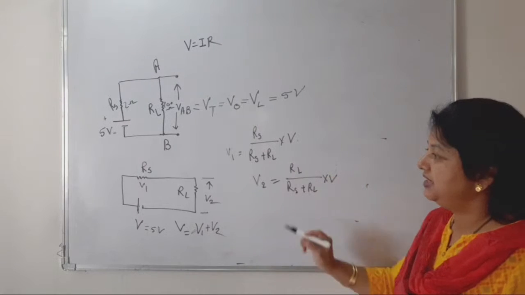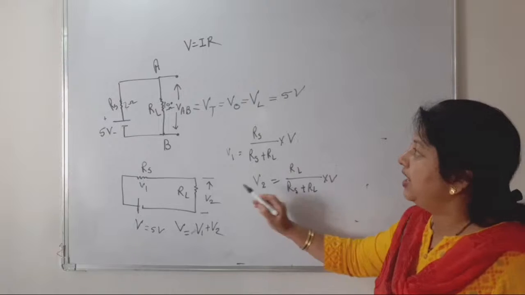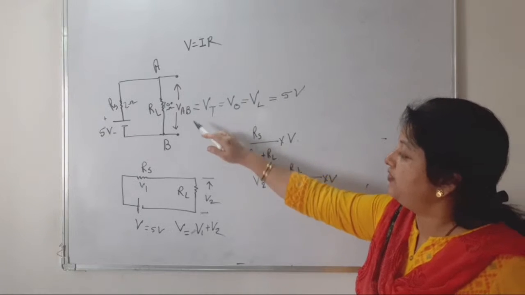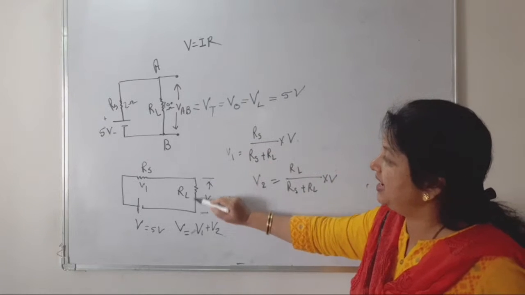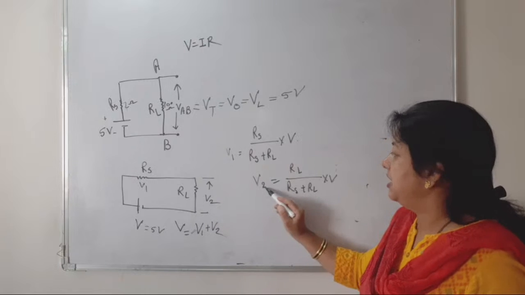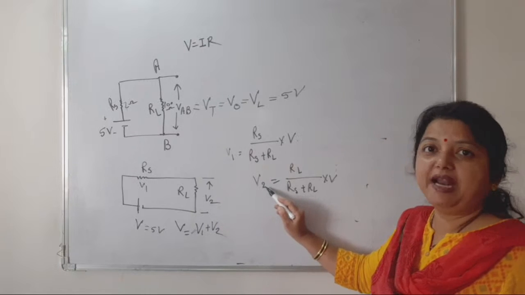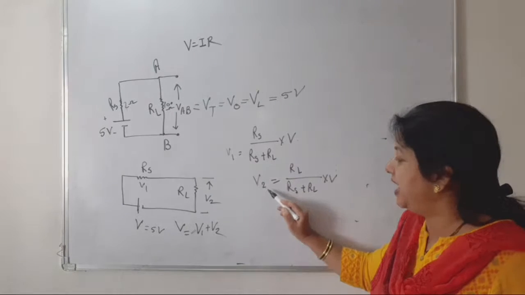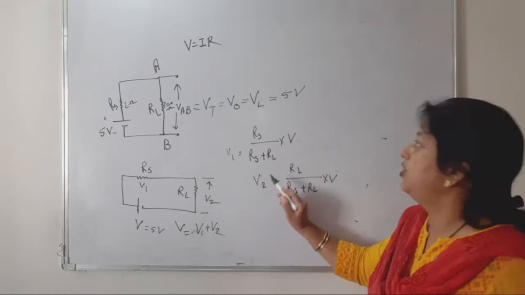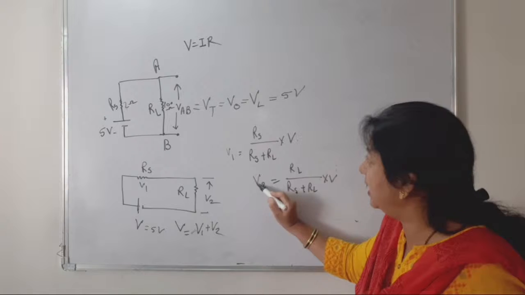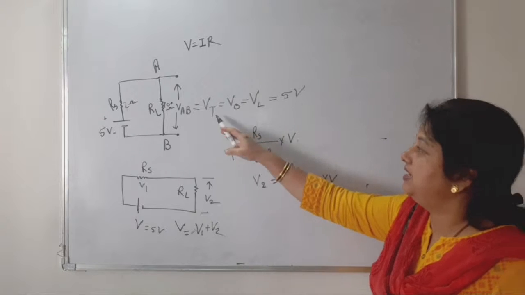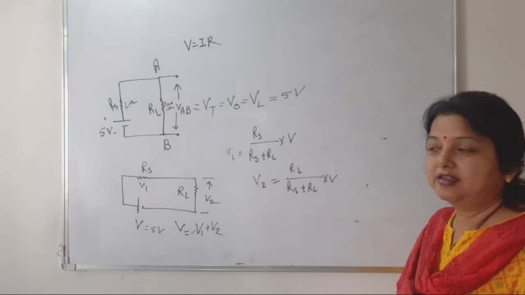Now V2 has different names. Suppose this terminal is A and this terminal is B. In place of V2, you may write VAB. You may write output voltage V0. You may write it is the load voltage. Or you may write it is the terminal voltage.